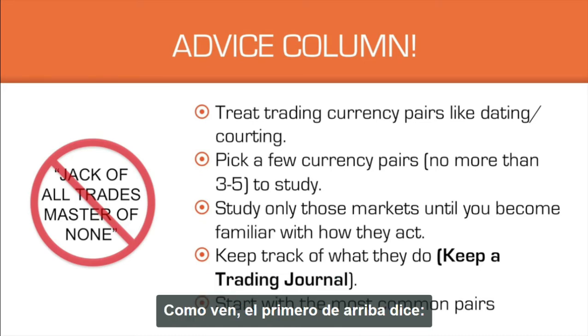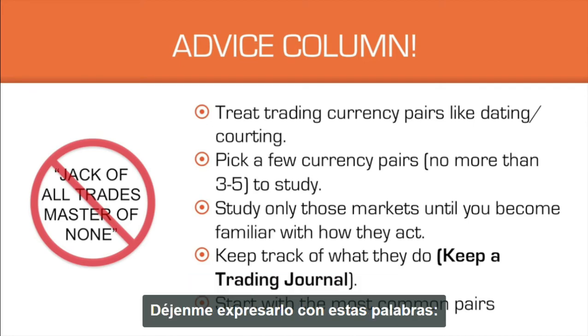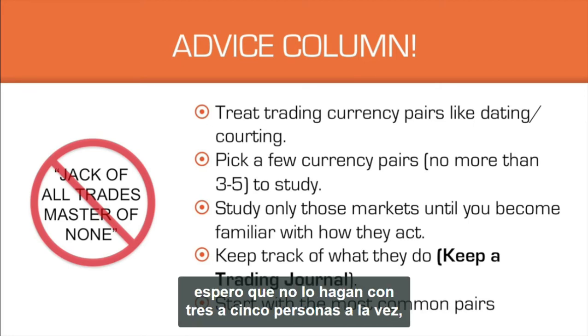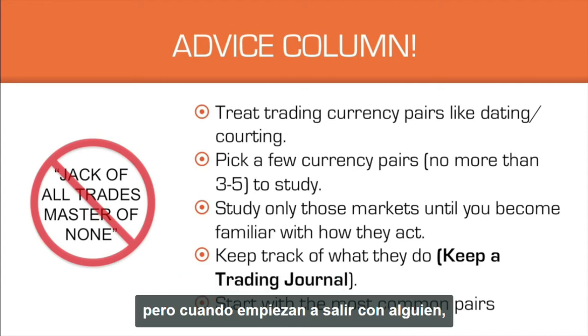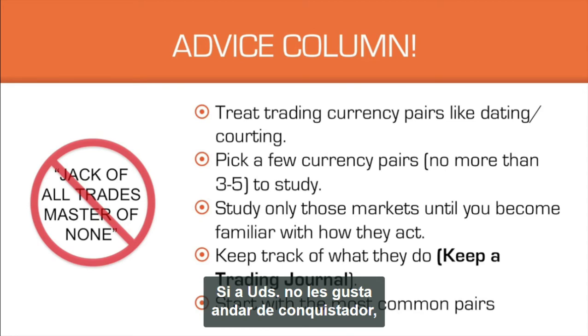As you see at the top one, it says treat currency pairs like dating or courting. Let me just say it more like this. When you start off dating, well, hopefully you're not going to date 3 to 5 people. When you start off dating, you usually find the person that you like, hopefully, if you're not a player, and you just follow those people.